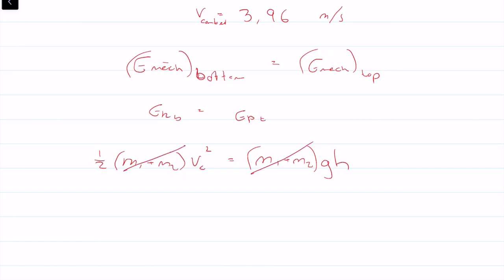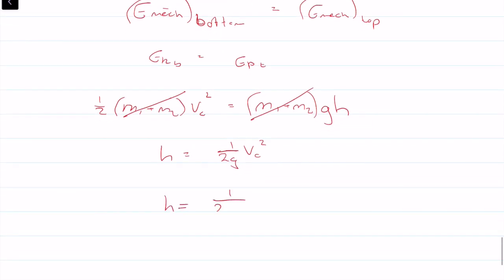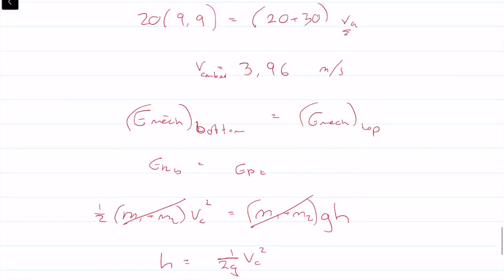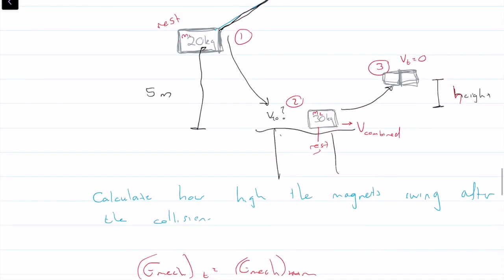These two cancel, so what we're left with is our height is equal to a half v combined squared divided by g. So this actually becomes 2g. Okay, so our height is equal to 1 over 2 times 9.8 times our combined velocity, which was 3.96, all squared. So if we plug this into our calculator, what value do we get? We get a height of 0.8 meters. That is our combined height. So that is the height we get to. This height here, it is 0.8 meters.